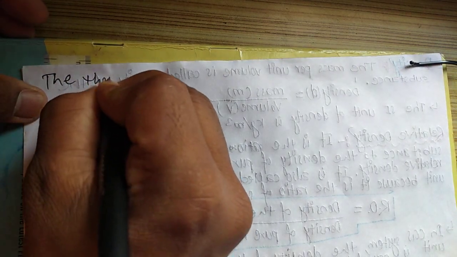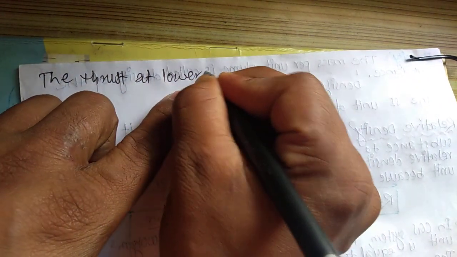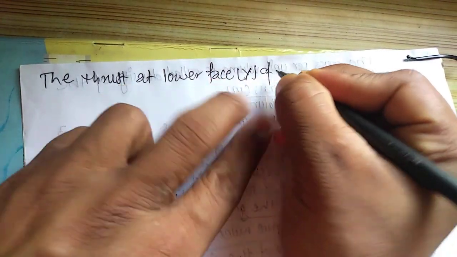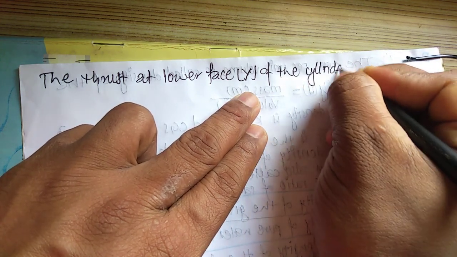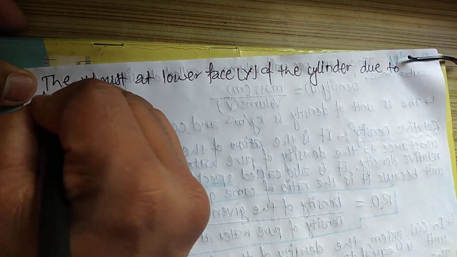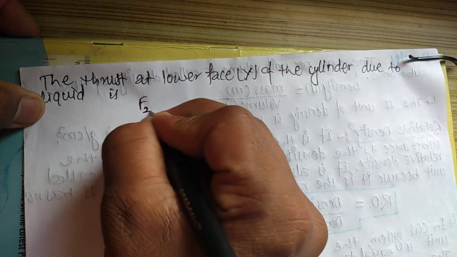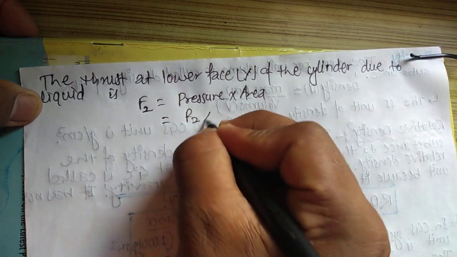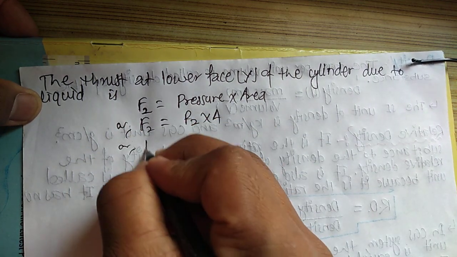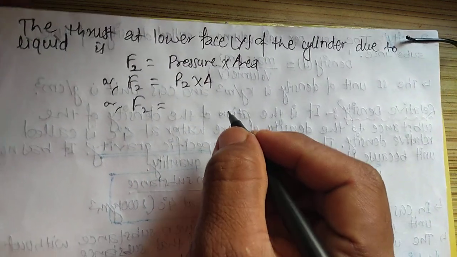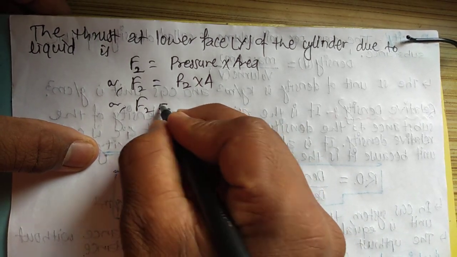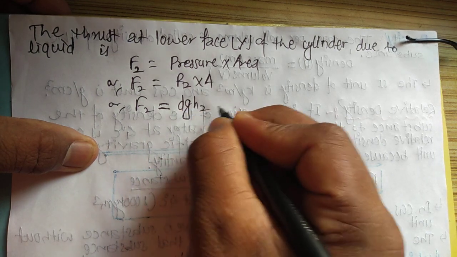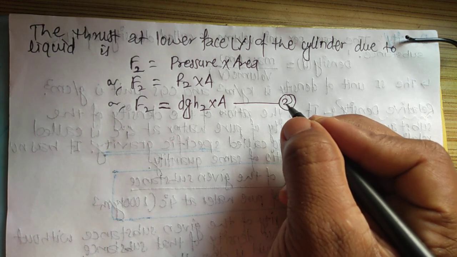Similarly, the thrust at the lower face y of the cylinder due to the liquid is F2, equal to pressure into area. The area is the same, so F2 is equal to P2 into A, where the pressure at lower face y, at depth h2 from the free surface of the liquid, is h2 d g. So F2 is equal to h2 d g into A. This is equation 2.